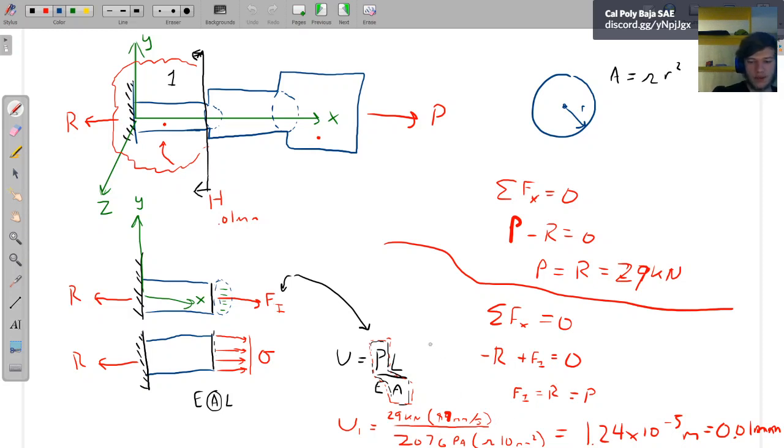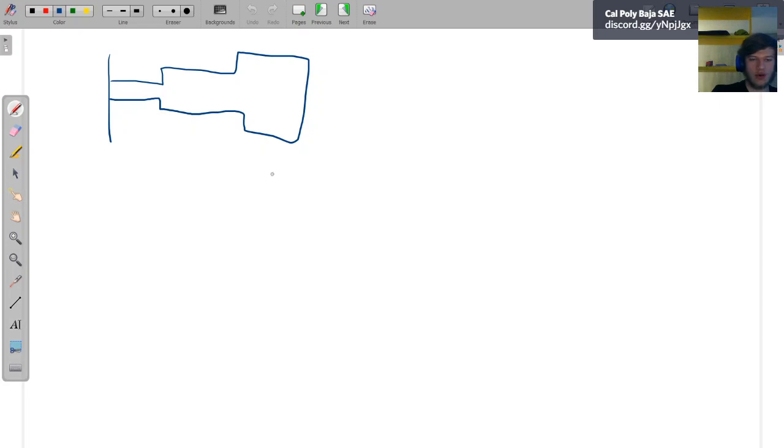So now onto our smaller section, or onto section 2. For section 2, now we've already made one cut here. And we solved. So we had R, we have P. We already solved.